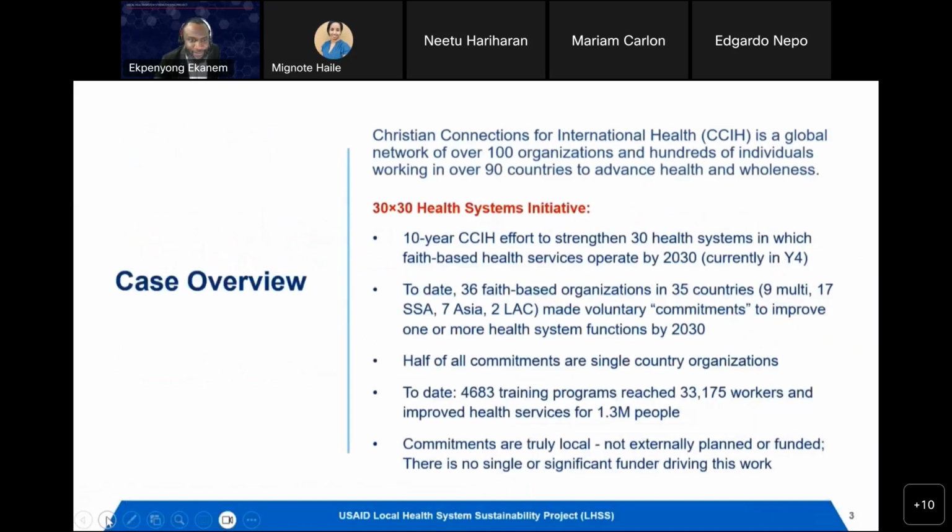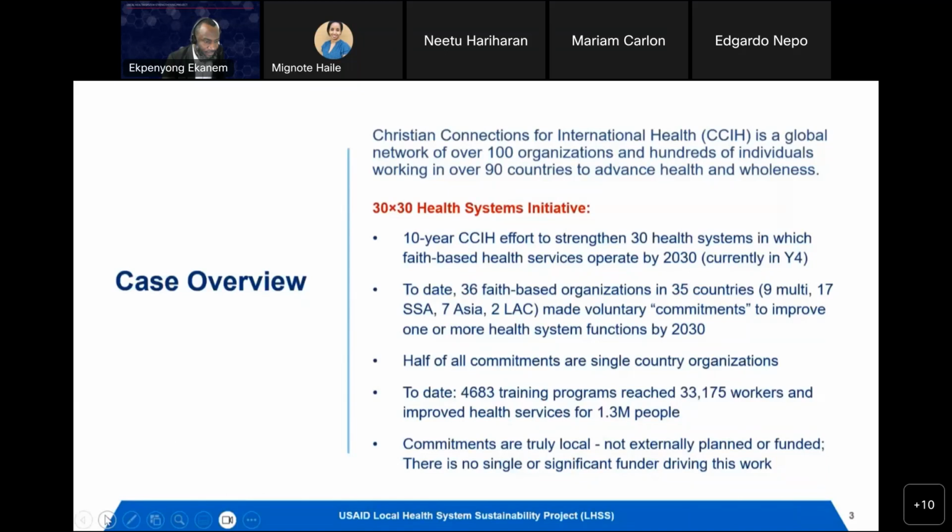CCIH is a global network with over 100 organizations and hundreds of individuals who collectively work in over 90 countries. The 30 by 30 Health Systems Initiative is a 10-year CCIH effort to strengthen 30 health systems in which faith-based organizations operate by 2030. Right now, we're in year 4, and already 36 faith-based organizations have made formal long-term commitments to CCIH, to each other, and to their local health system to work to improve one or more functions of their local health systems by 2030.